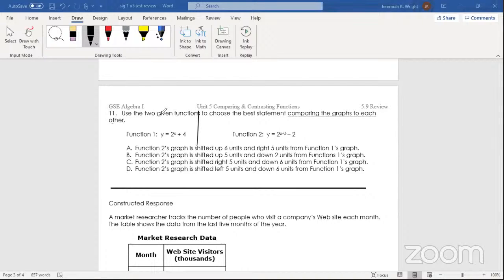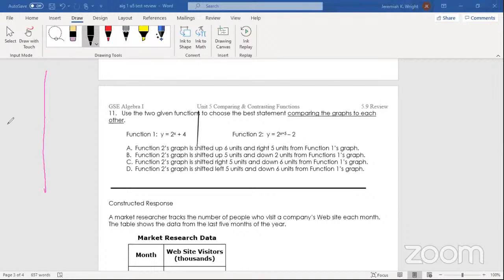Use the 2 given functions to choose the best statement comparing the graphs. All right, so we have function 1, y equals 2x plus 4, and function 2, y equals 2x plus 5 minus 2. And it wants to know how they compare to each other in a graph here.